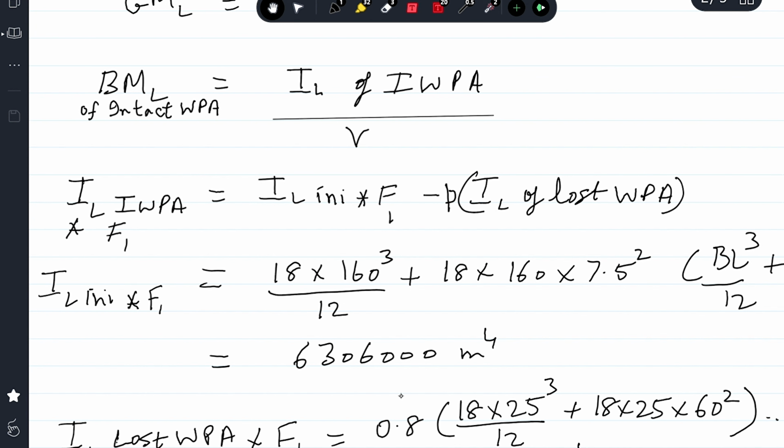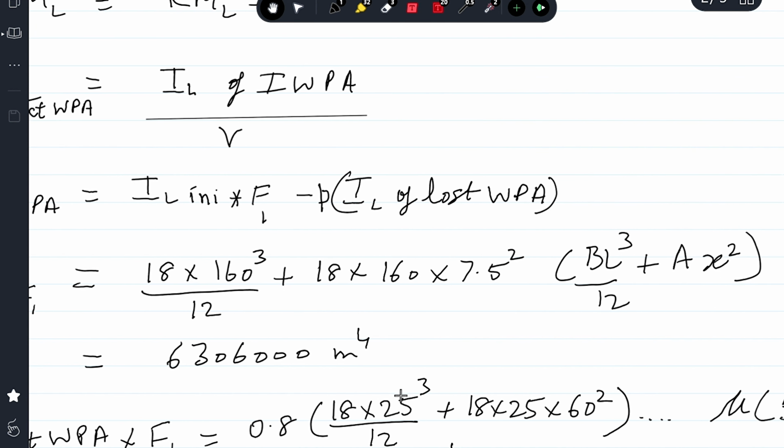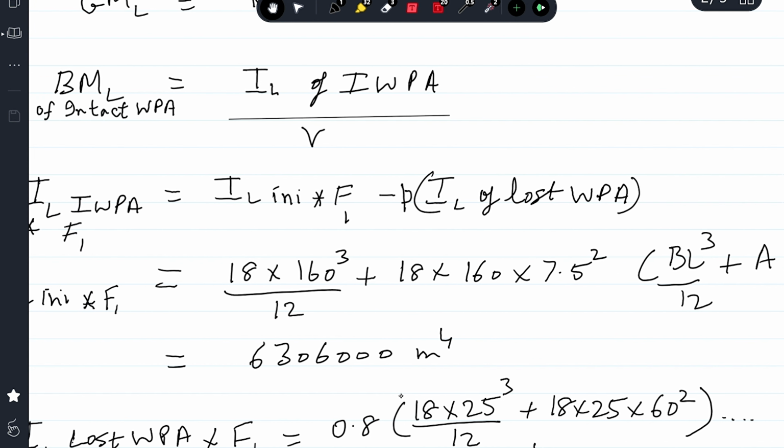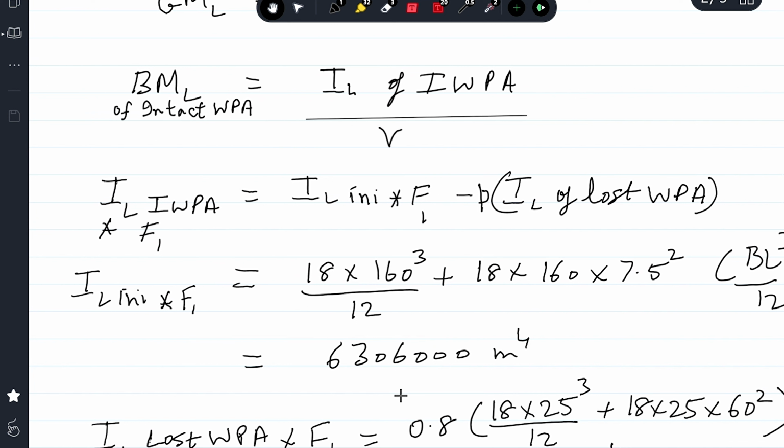So D square, 7.5 square. Okay, it is like BL cube upon 12 plus AX square. X is the distance between the new and the old center of rotation. So this gives me the moment of inertia of the total water plane area about the axis passing through F1, this formula.